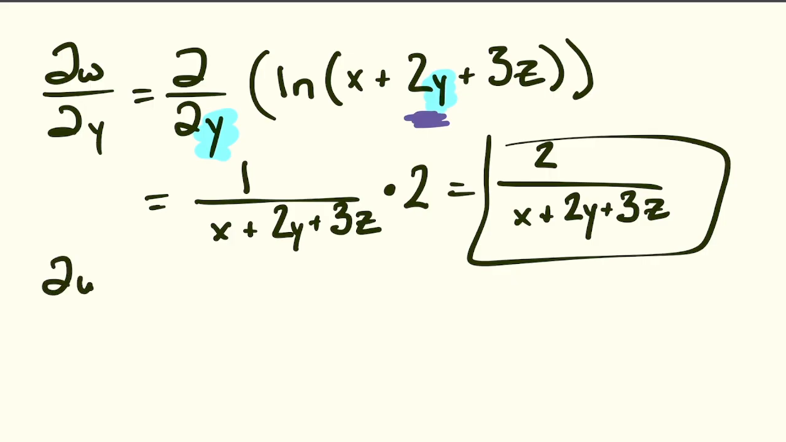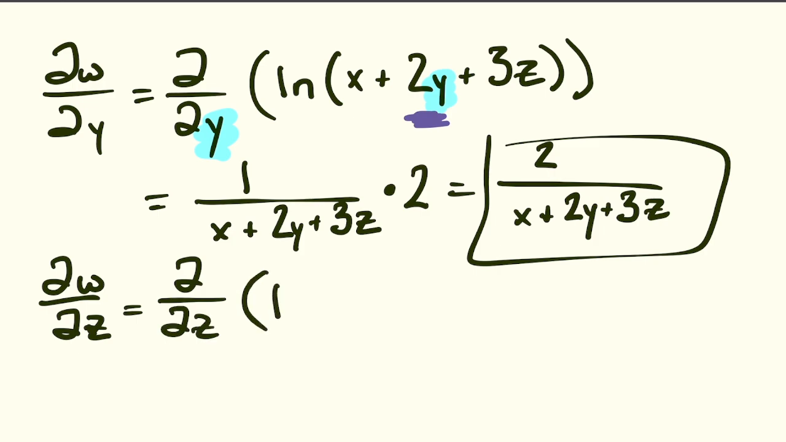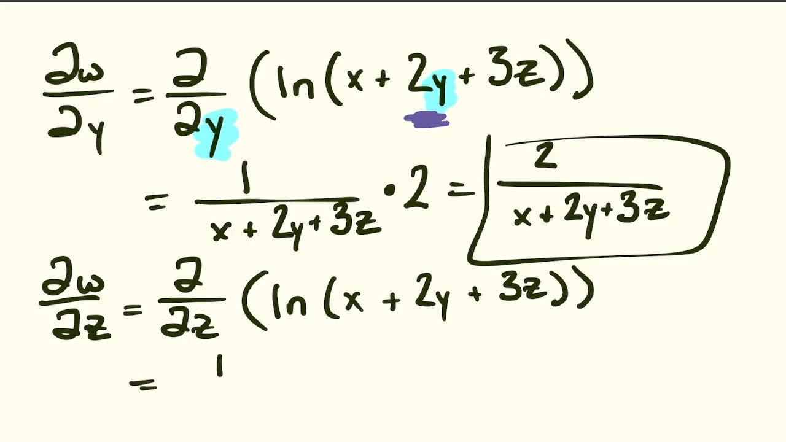The third one is going to be pretty much exactly the same. By now, you see the pattern. So we're taking the derivative with respect to z of the natural log of x plus 2y plus 3z. The derivative of the natural log of anything is 1 over that anything. And then we take the derivative with respect to that inside junk.